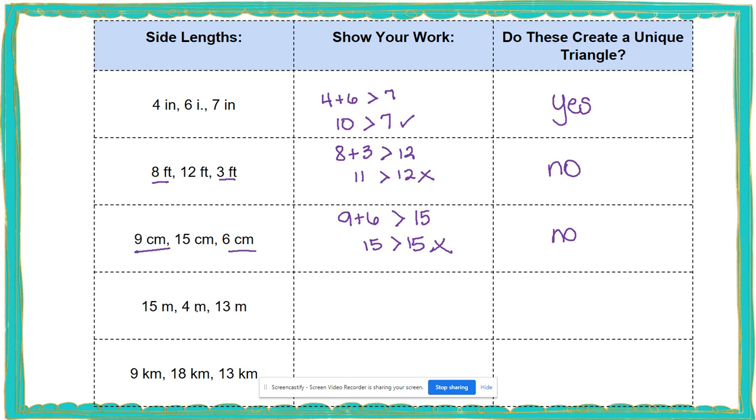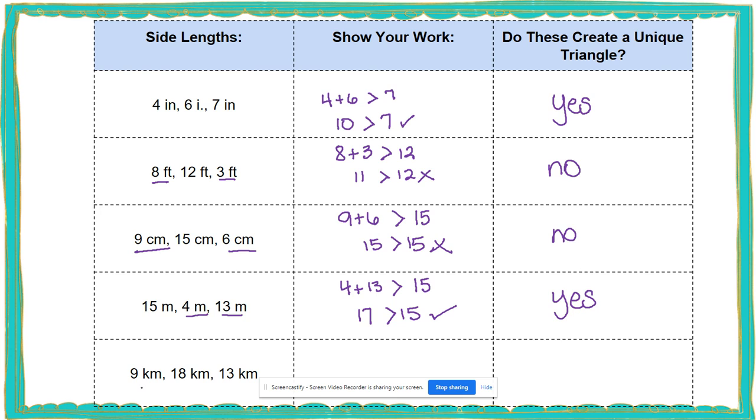Let's look at 15, 4, and 13. So my two shortest sides here are 4 and 13, so I'm going to add those together, and they should give me a number that is greater than my last side, which is 15. If I do 4 plus 13, I get 17. And now I have to ask myself, is 17 greater than 15? Well, yes, 17 is greater than 15, which means that these three side lengths will make a triangle.